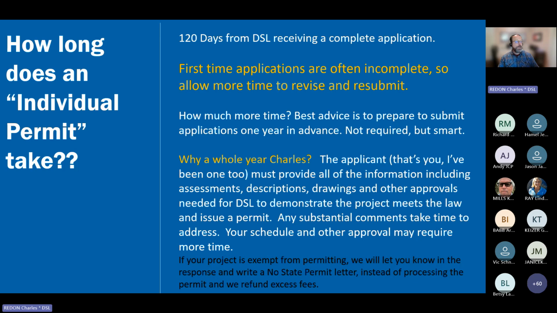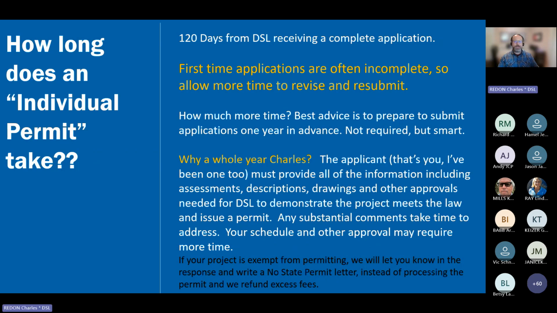And if you need to go the individual permit route, statutory review timelines say 120 days from receiving a complete application. However, there's a lot of information needed in those detailed applications. And so sometimes they're not complete the first time. And if we have to send it back to ask for more information, that's going to reset the clock. So how much more time should you allow?